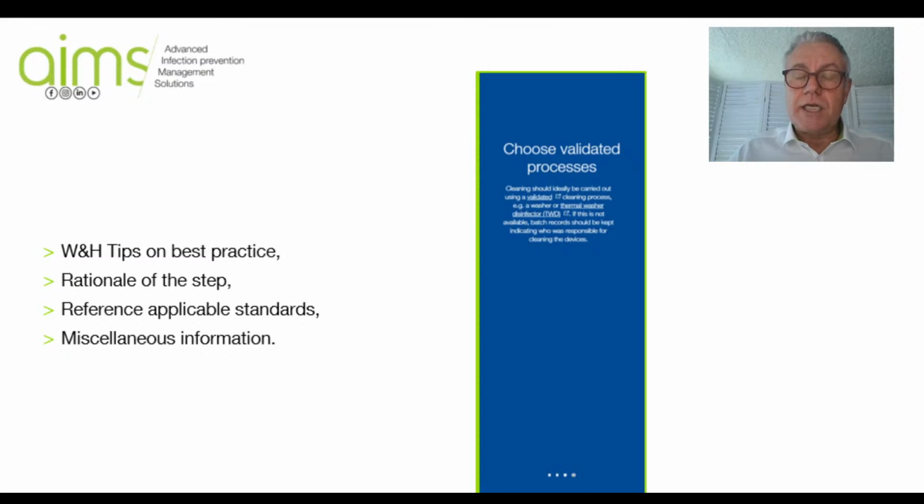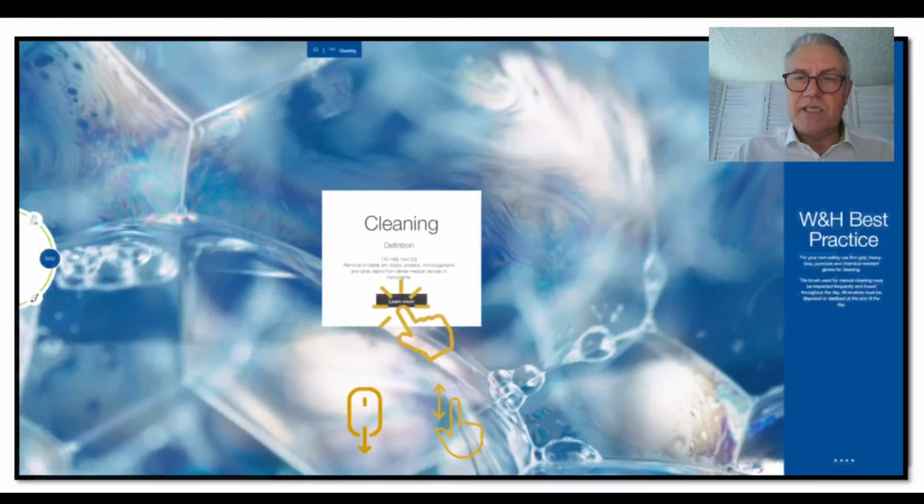When it comes to cleaning, we obviously recommend to choose a validated process, an automated cleaning process, which is better. Here you can see some underlined links, for example, thermal washers, or what does it mean validated? You can get more information. I will show you some of these links a bit later. But let's go back to the central page.